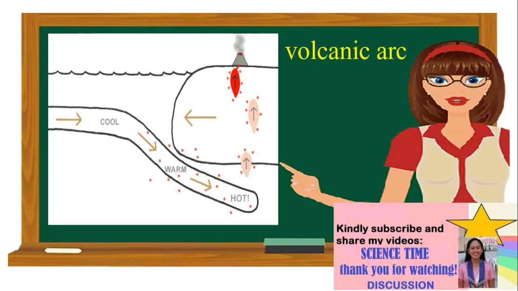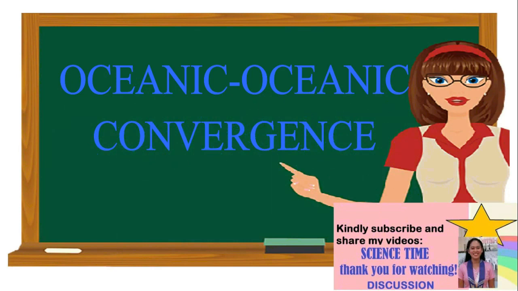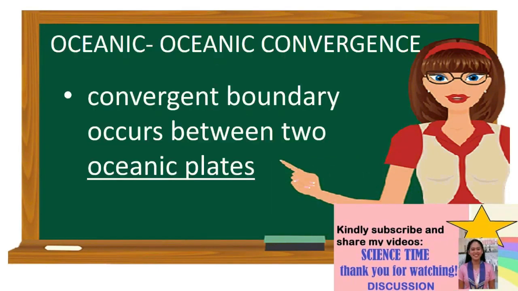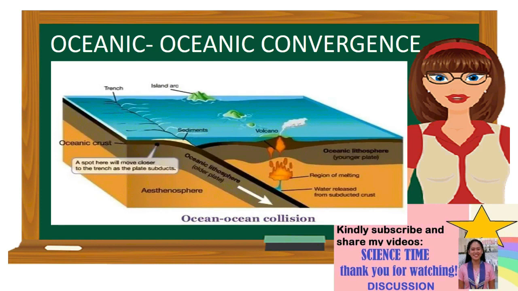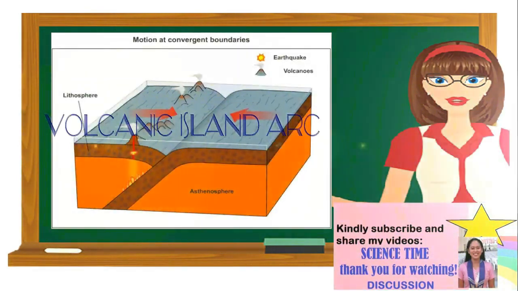The next type of convergence is oceanic and oceanic convergence. When a convergent boundary occurs between two oceanic plates, one of those plates will subduct beneath the other. Normally, the older plate will subduct because of its higher density. The leading edge of the subducted plate will eventually reach the mantle, causing it to melt and turn into magma. The molten material will rise to the surface, creating a volcanic island arc parallel to the trench.